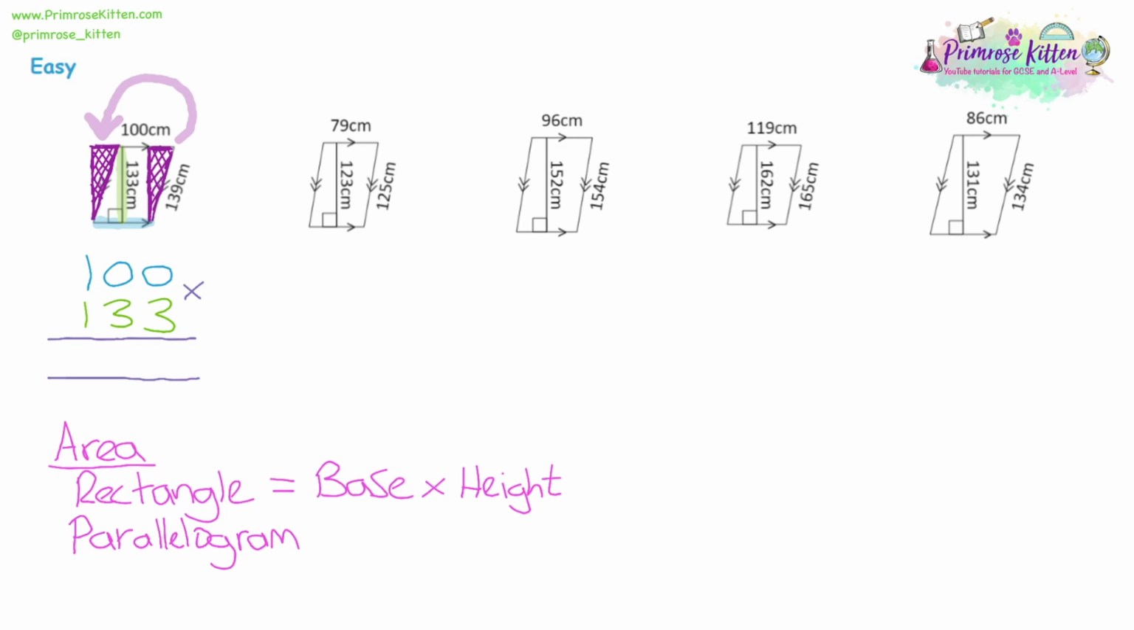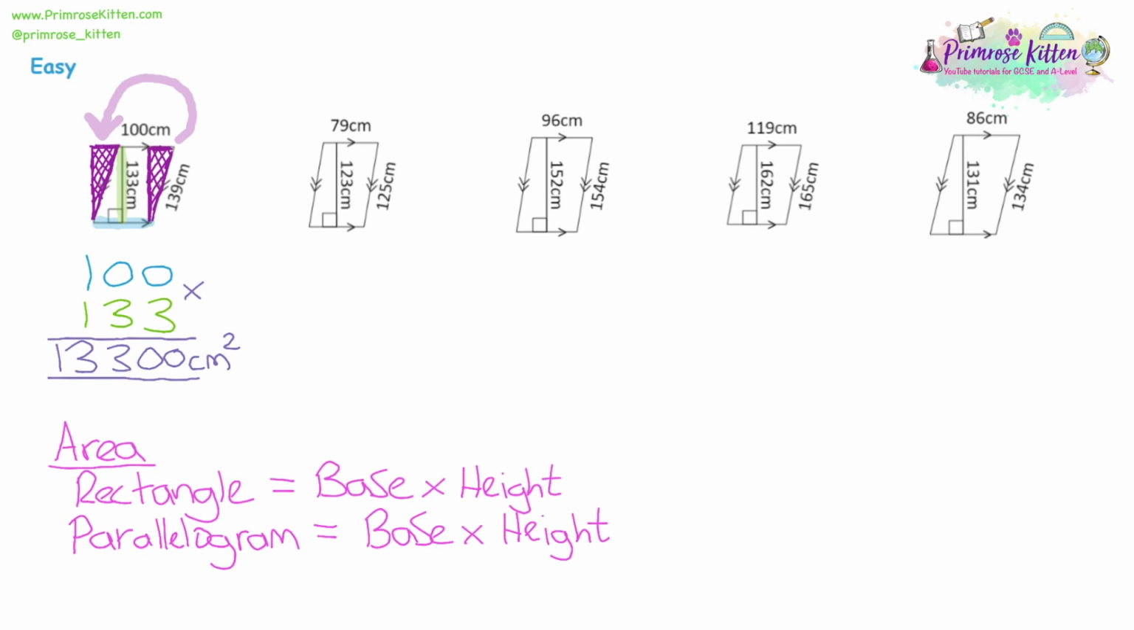So for a parallelogram, the area is the base multiplied by the height. A good way to think about it is that it's a tilted rectangle. It's tilted in a nice even way, so we haven't actually changed the area. So if we did 100 times 133, we would get 13,300. Then it's an area, so we need our units, centimetres, and we've multiplied two different centimetre measurements together, so it's centimetres squared.